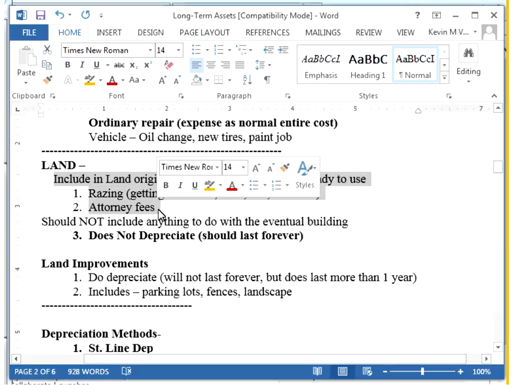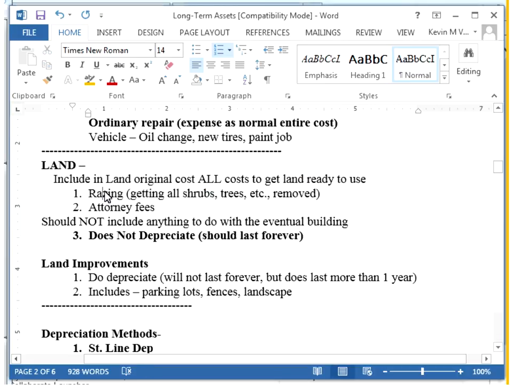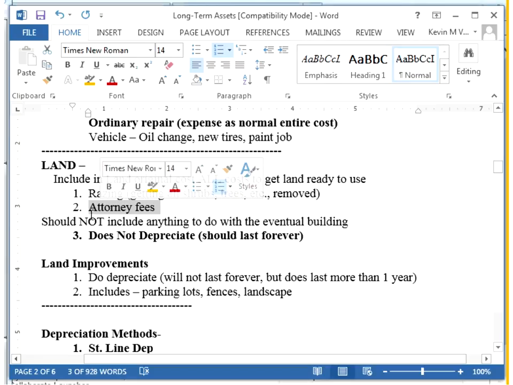The other thing that I wanted to include with this land, going back to what we talked about first, is including any costs to get that land ready to use. So if you buy new land and then you have to smooth it out and get all the stuff out of there, and you have to pay maybe somebody to do it, or you rent some machines, those kind of costs are going to get included right into your land account. And then any further costs are going to get added in, like an attorney fee to get the paperwork done. That's going to be there as well.